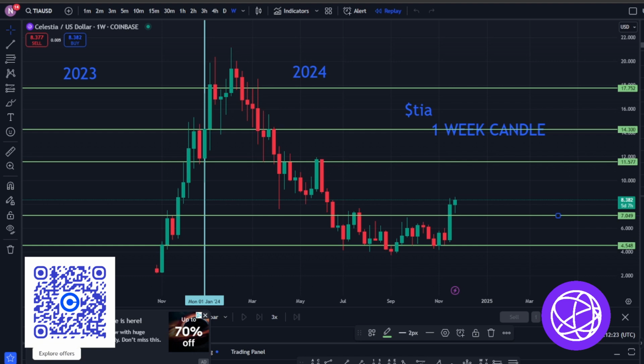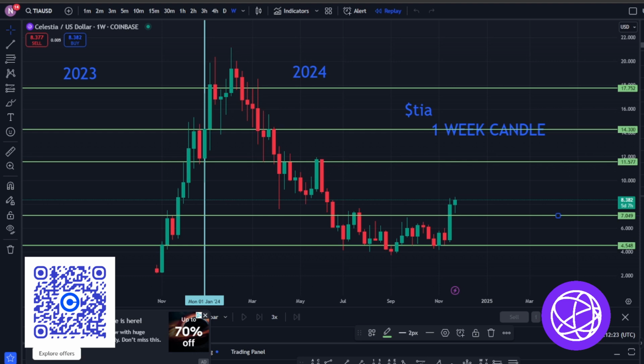Exactly. So let's say someone's listening to this right now. They're like, okay, Celestia sounds cool, I want to get in on this. What price levels should they be watching? What are the key things to look out for? So there's this concept in trading called support and resistance levels. You can think of it like a tug of war between the buyers and the sellers. When the buyers are winning, the price is going to go up and break through those resistance levels. And when the sellers are winning, it's going to come back down to those support levels.